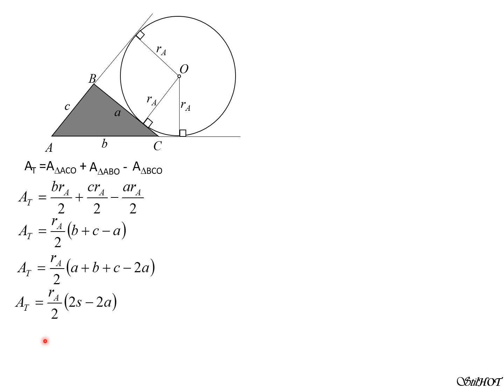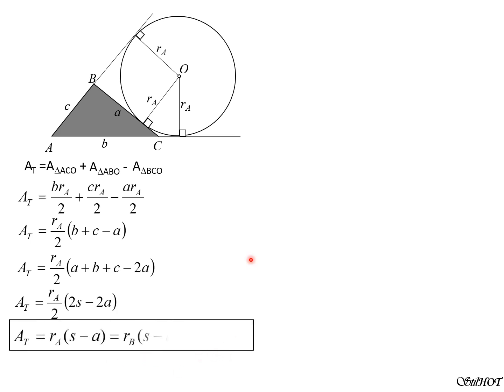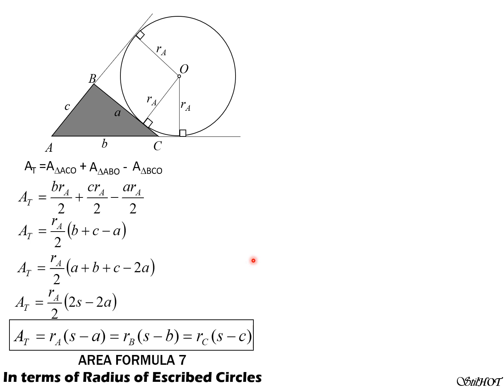Area of triangle is R sub B times quantity S minus B. Area of triangle is R sub C, quantity S minus C. These are the different forms. So we call this area formula 7. So that's the area of a triangle in terms of the radius of the escribed circle.